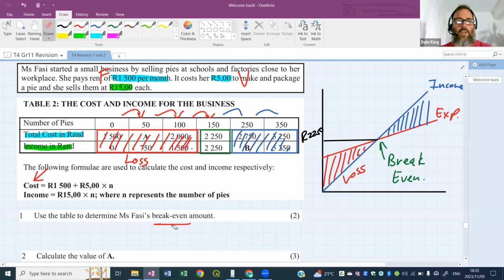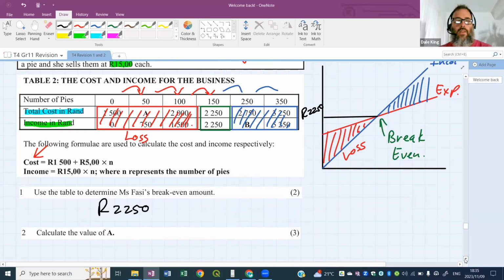The table is telling us, and if it was a graph, they often ask, show on the graph where the break-even point is. When you put an arrow and you label it, it's important to see where the break-even is. So use the table to determine the break-even amount. If answering this question, we will just have to write the amount like that. Then number 2, calculate the value of A.